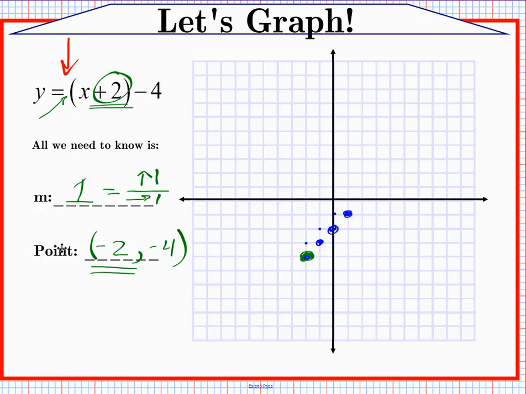And my line is going to look like this. So make sure you use your ruler and take that line all the way across the page. And there you have it.